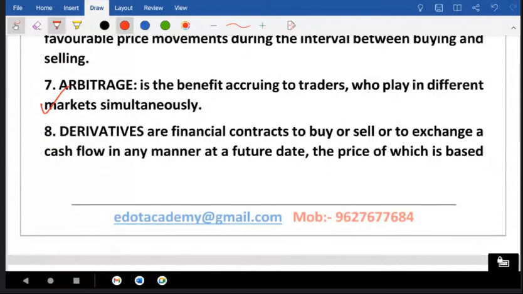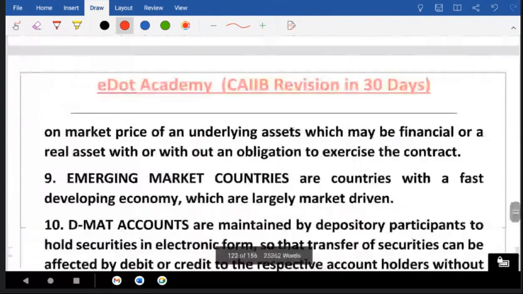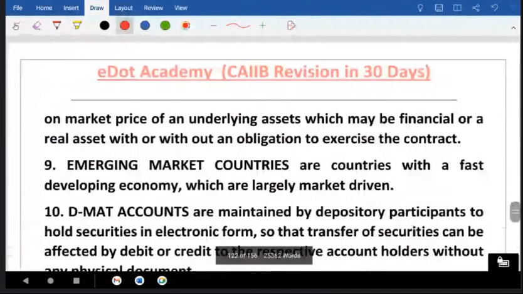And derivatives are financial contracts to buy or sell or to exchange cash flow in any manner at a future date. Okay, so you can make a contract with any buyer. That means you can fix the price. Okay, so the price remains the same.